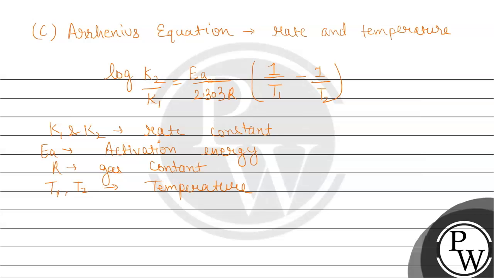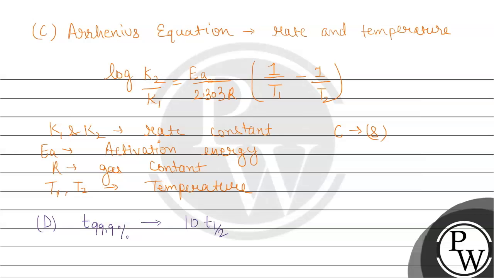So by this we can say that C of our column 1 matches to the S of column 2. Now let us move to the D part, which says T 99.9% matches to 10 times of T half. Basically, for a first order reaction, the time of reaction completion, 99.9%, when the reaction is complete, is equal to 10 times T half of the reaction.